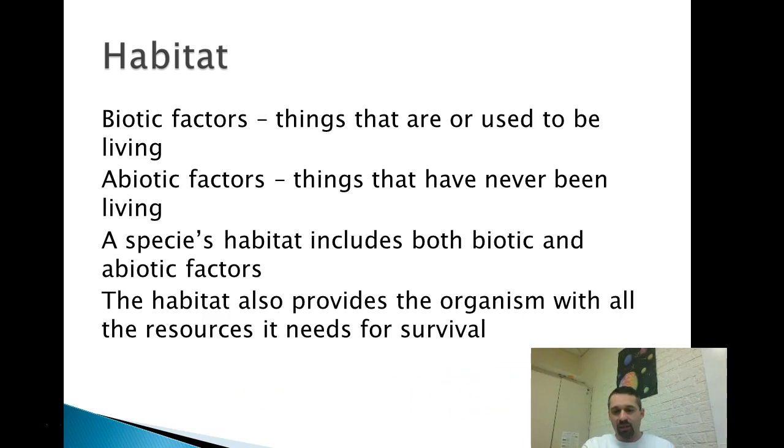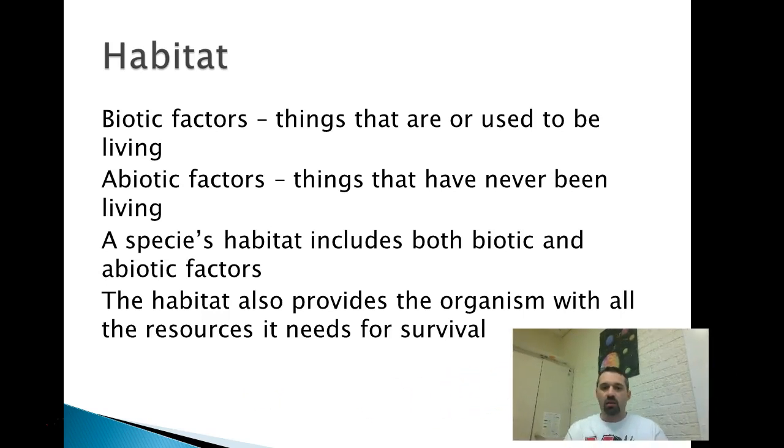So habitat. A habitat is where the species lives. Okay. Your bell work question is what's the definition of a habitat? So hopefully you guys all know that. And when we're talking about habitat, there are what we call biotic factors and abiotic factors. So what does the prefix bio mean? Life, that's right. So life factors are things that are or used to be living.